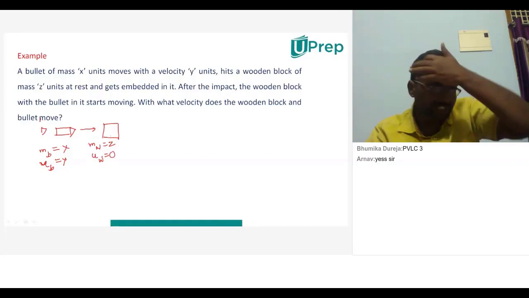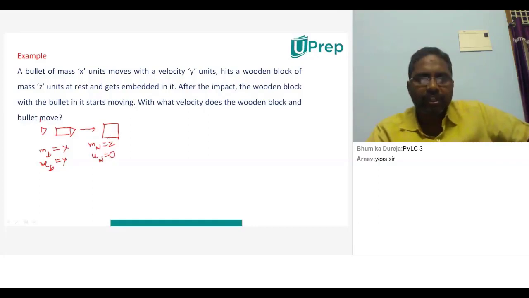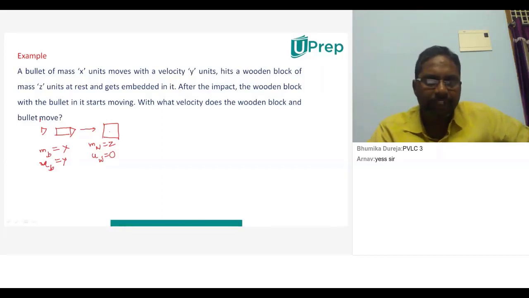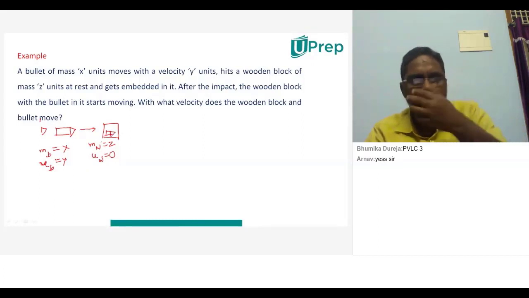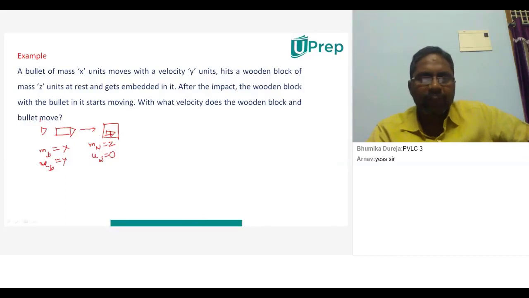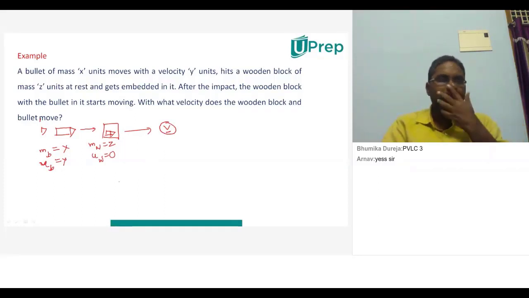Why? Because the wooden plank is at rest, and this bullet is coming and hitting it, and the bullet is embedded in the wooden block. That means the bullet has reached into the block, and now this wooden block with the bullet is moving with some common velocity which we don't know, and we have to find this common velocity v. How can we find this common velocity v?